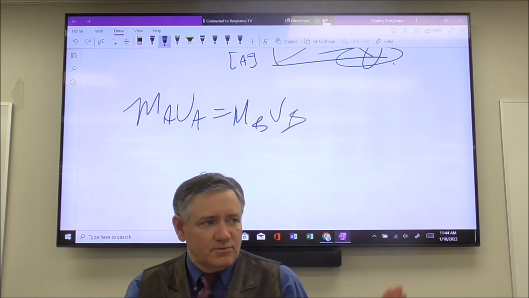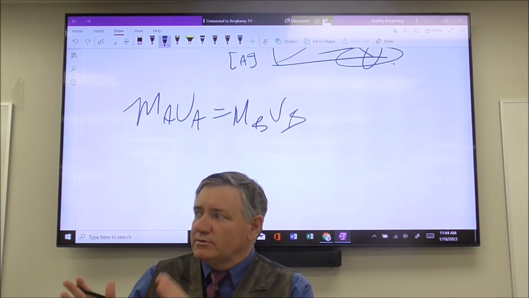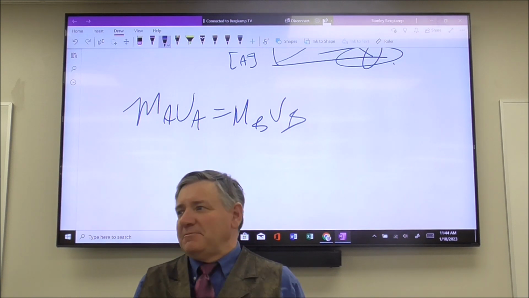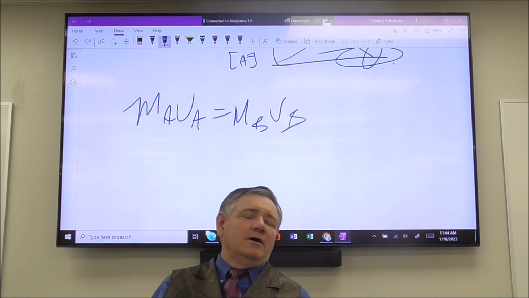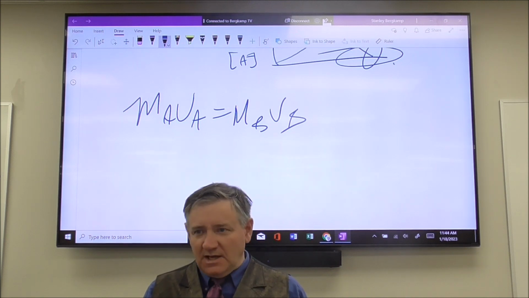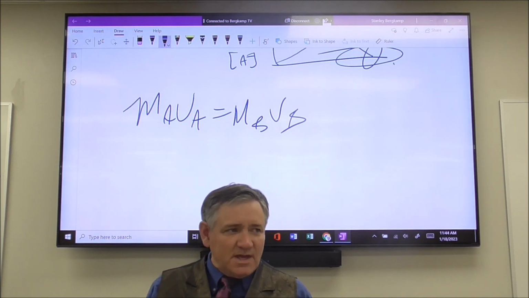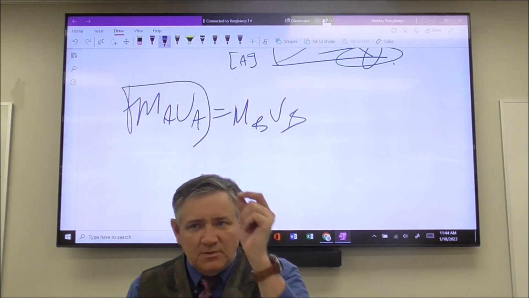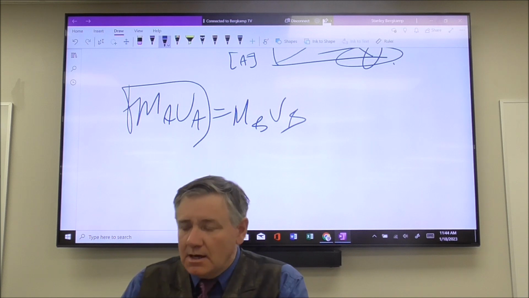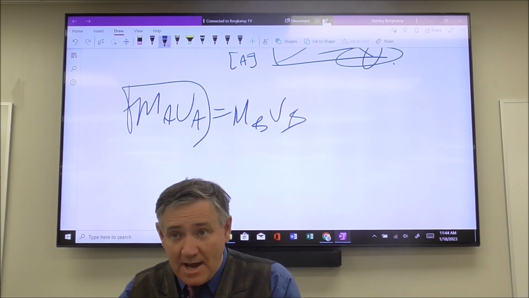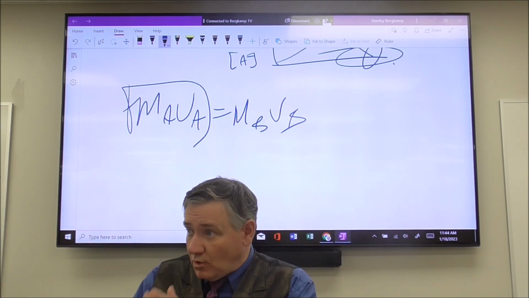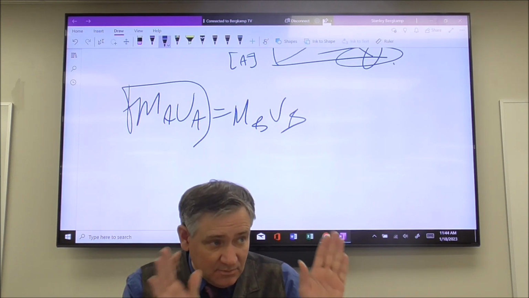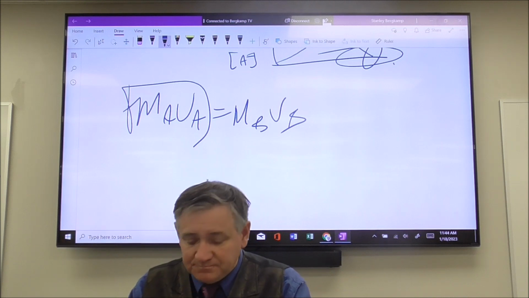This is a cute little equation, but understand where it comes from. This isn't just randomly made up, MAVA equals MBVB. No, it isn't a random thing. This works because the moles of acid equal the moles of base. And it doesn't matter whether it's a strong acid or a weak acid. It's the exact same idea. Moles have to equal moles.